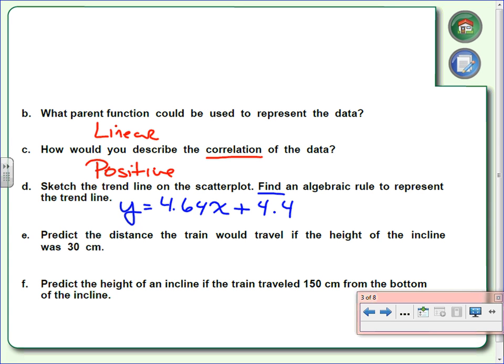I don't even remember how to do it by hand anymore, because we can use our calculator, right? Yep. And that's the fastest and easiest way to do it. All right, so let's go to E.